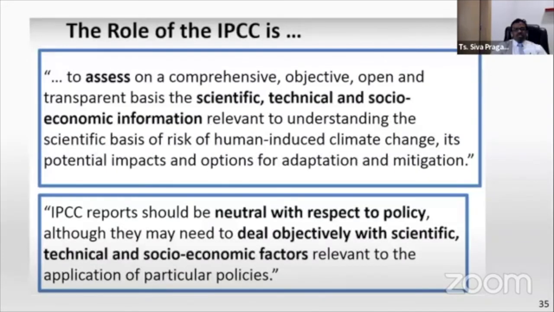So the role of IPCC is to assess on a comprehensive, objective, and open basis. They use scientific, technical, social, and economic information in order to assess and then give the assessment report, right? They also go from the science to the effects and to the mitigation, which we will see in a while. So the IPCC report should be neutral with respect to policy, although they need to deal objectively with the scientific, technical, and sociological factors. These are what we call sustainability.